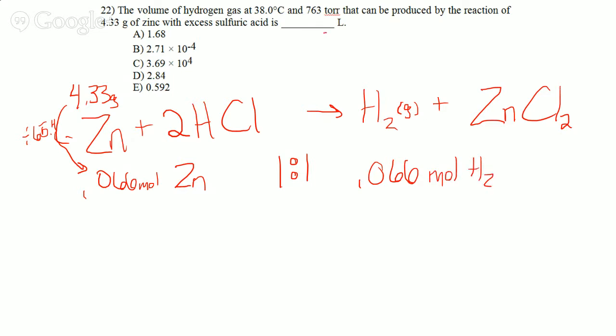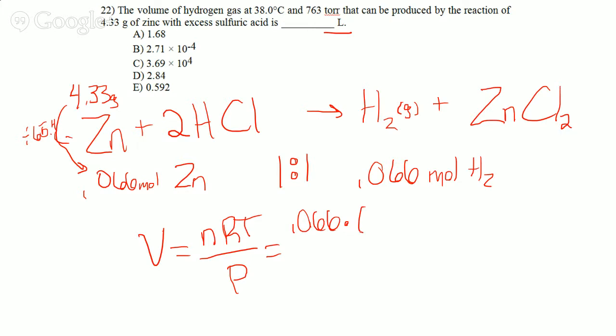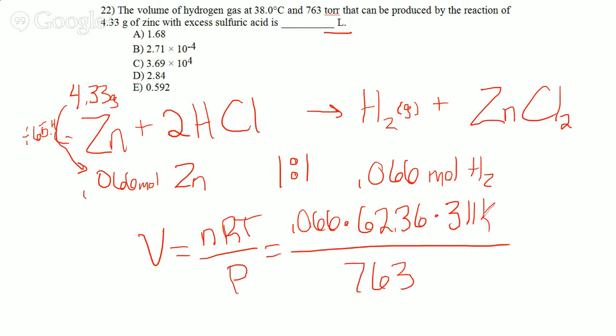Now they're asking for liters, and this is where the ideal gas law comes into play. We rearrange it, and volume equals nRT over P. Now we just plug and chug. They're using torr, so we want to use the 62.36 R. What's the temperature in Kelvin? 311 Kelvin. Divide by the pressure, which they give us as 763. And that will equal 1.68.